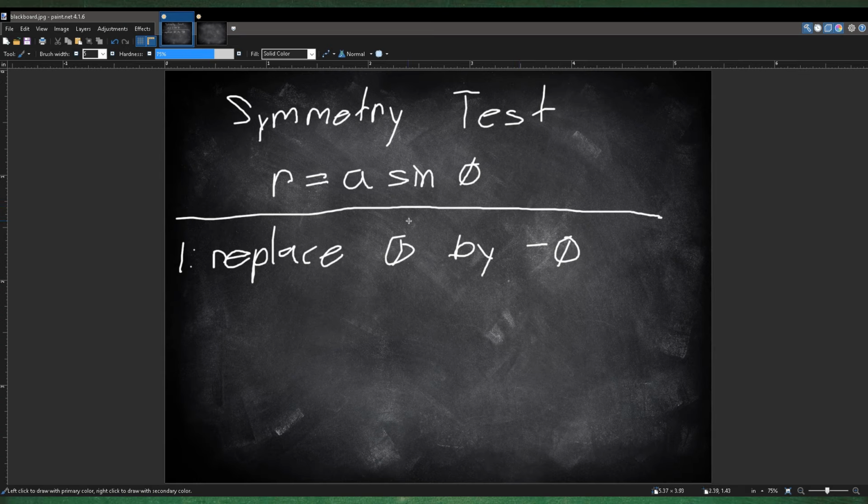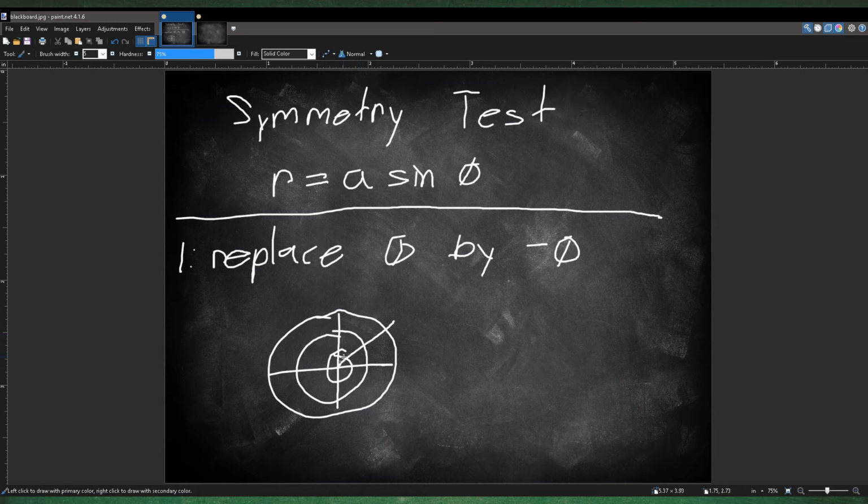If the equation is the same as the equation before, then the graph is symmetric with the polar axis. So what does that mean? It means that you have a polar graph like this. Sorry about the bad picture. So imagine you have a graph like this, right? Then if it's symmetric with the polar axis, this is the polar axis, the x-axis, then it's going to have another line right here because it's symmetric.